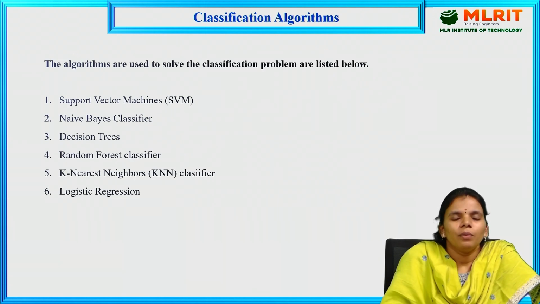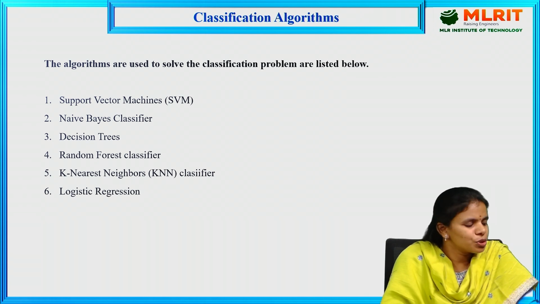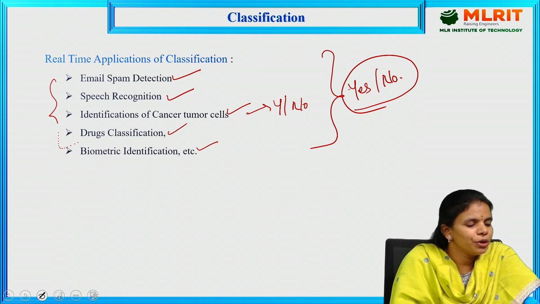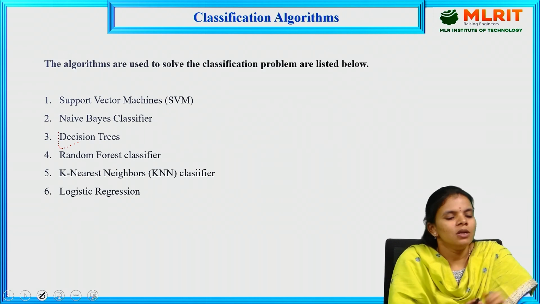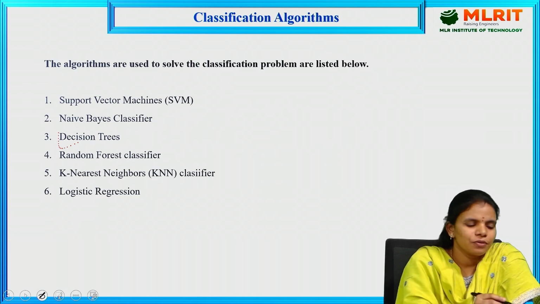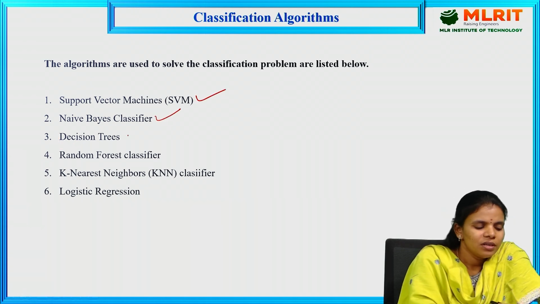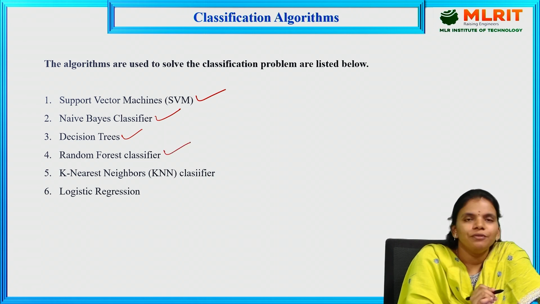So what algorithms are you going to use to solve these types of problems? The classification algorithms as of now are support vector machine, naive Bayes classifier, decision trees, random forest classifiers, and k nearest neighbor classifier.